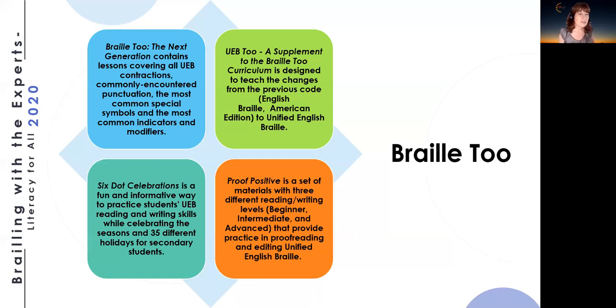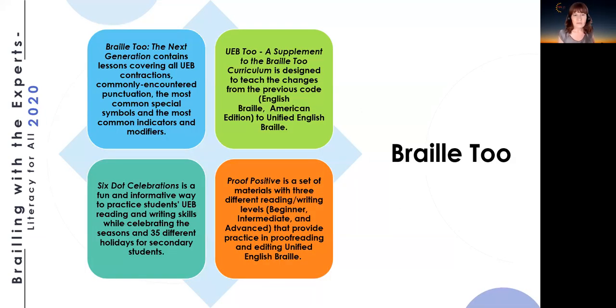6-dot Celebrations is something that's fairly new and I would have been very excited about when I was teaching. It is kind of a supplement to the Braille 2 curriculum, and it has UEB reading and writing skills that are seasonal and have different holiday themes. So they're fun and motivational for the students.